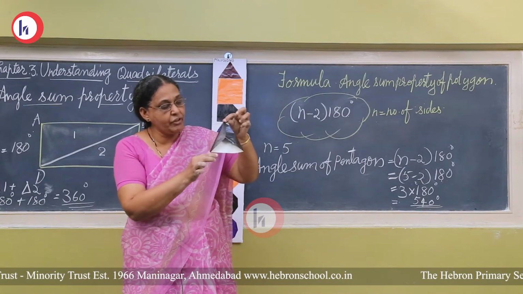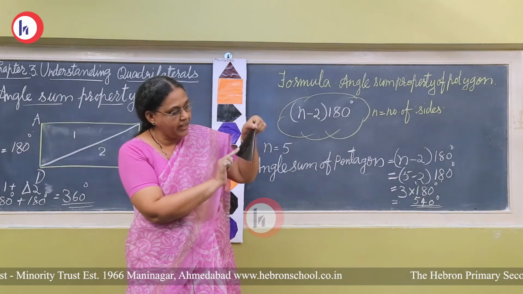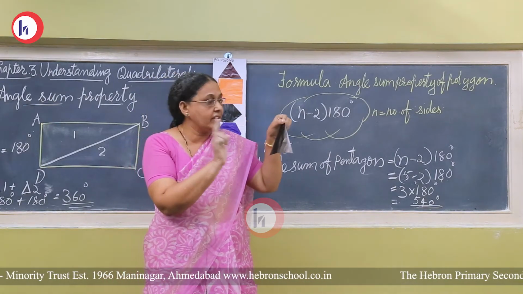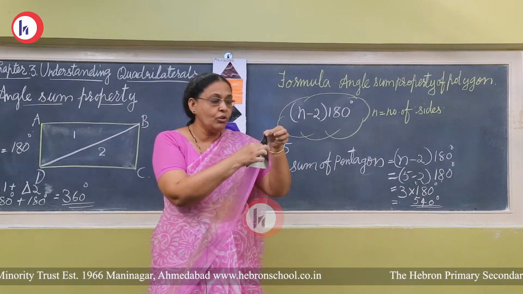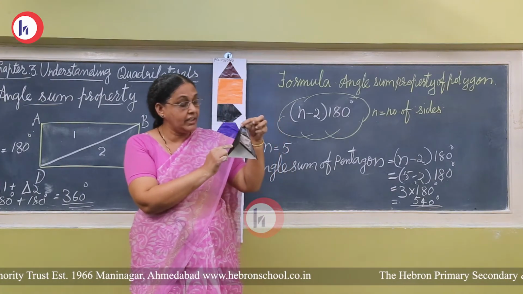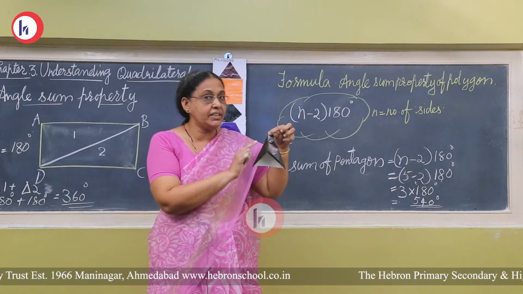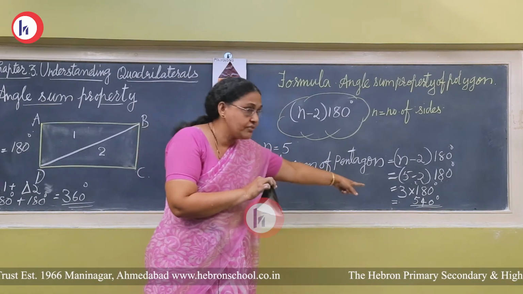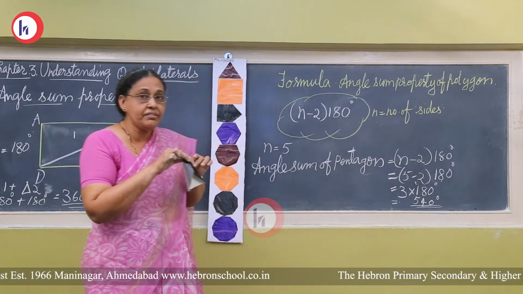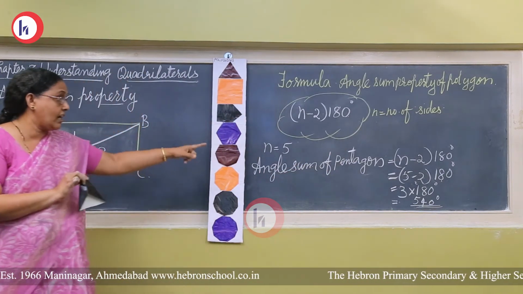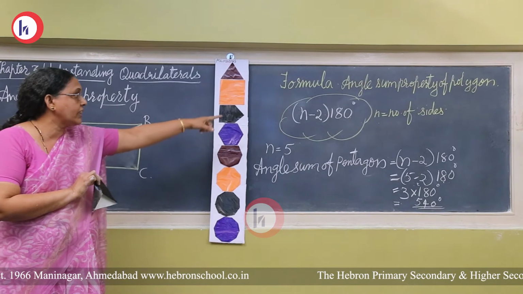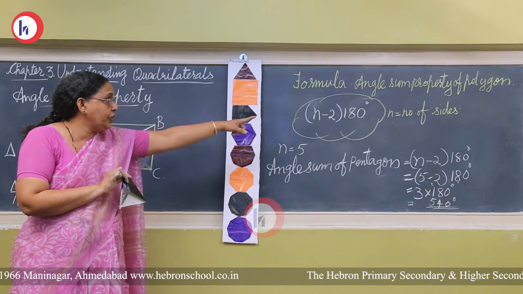So, how many triangles we made? 1, 2 and 3. So, in a pentagon, 3 triangles can be made. One triangle measure we learned that its sum is 180 degrees, such that 3 into 180 will become 540 degrees. So, this way also we can find out, but easily we can get the answer by using the formula (n minus 2) into 180 degrees.